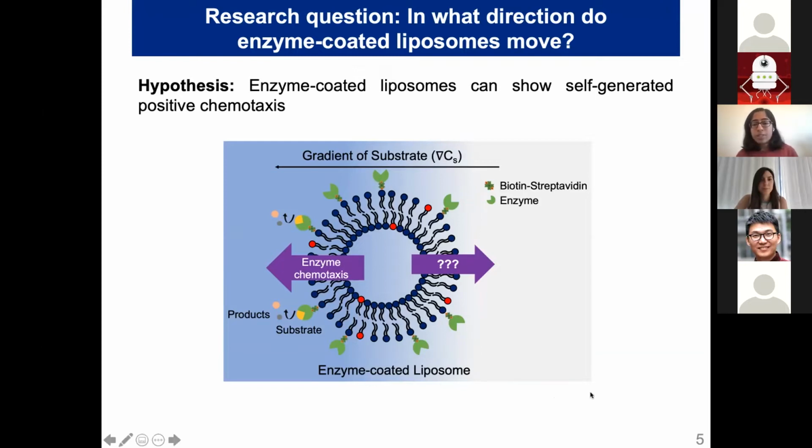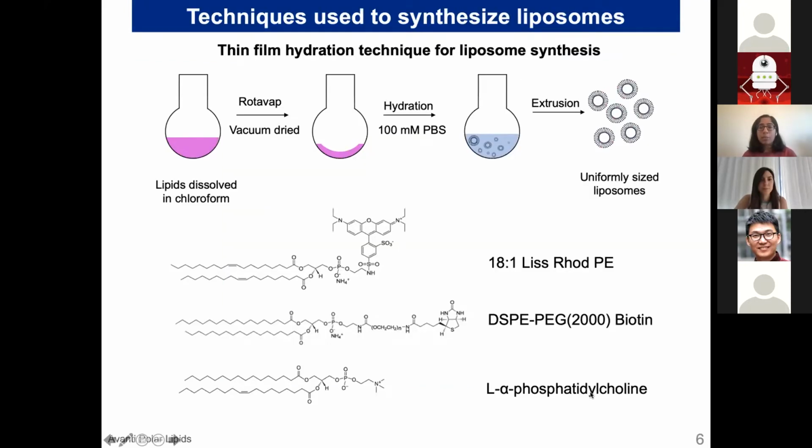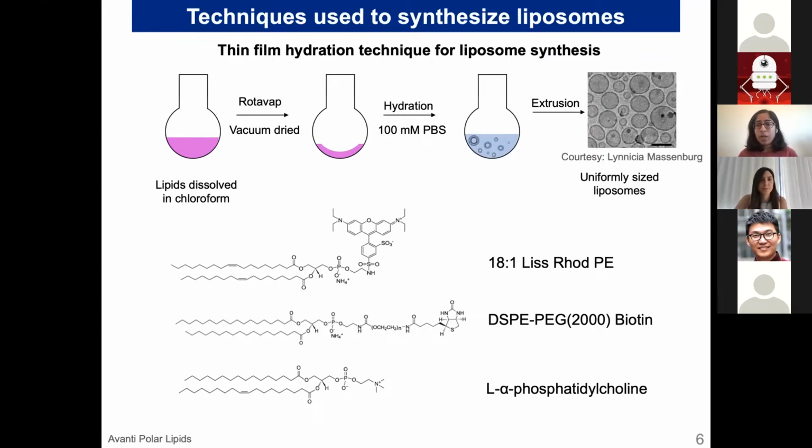In order to test this hypothesis, we mainly employed three techniques. The first technique is the thin film hydration technique to form the liposomes. And then we extrude them using 100 nanometer polycarbonate membranes to form uniformly sized liposomes. And this is how they look under the cryo-TEM microscope.